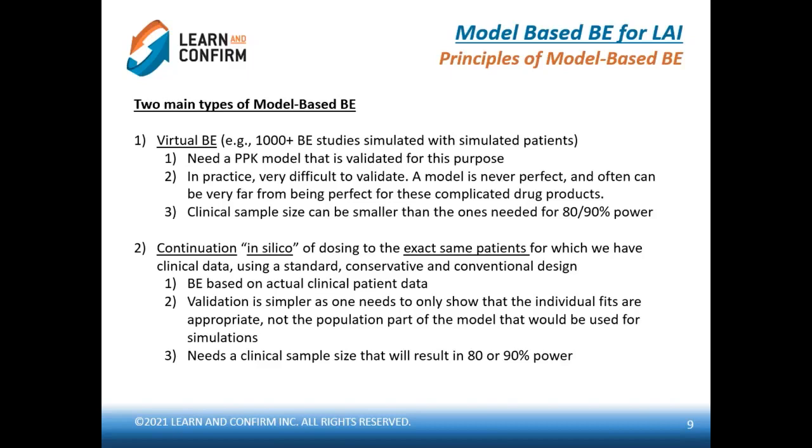So for example, if you're talking about paliperidone trenza, then you would dose in silico those patients in a study that would last 5 years. So you would have, let's say, 20 months of dosing of the test product, followed by a washout, then 20 months dosing of the reference product.